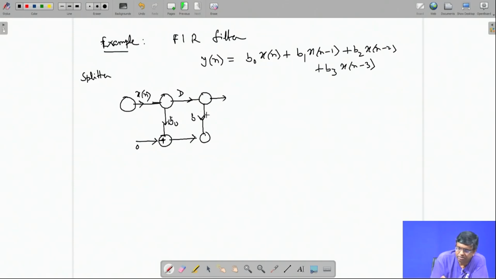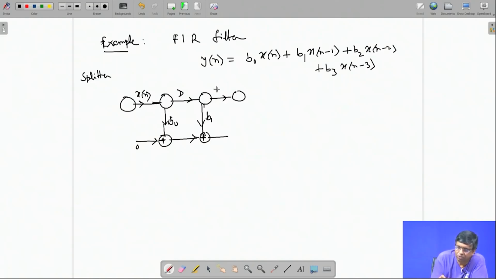This edge, sorry, again a plus. So, this edge, this signal gets multiplied by B1, this signal gets multiplied by B0, okay, again an adder. This goes to a splitter.